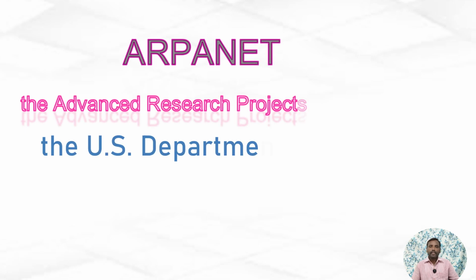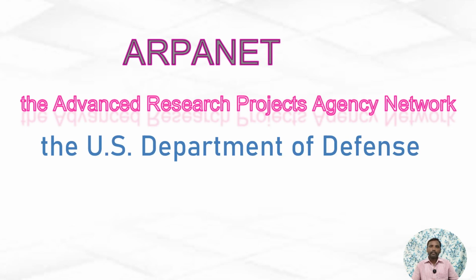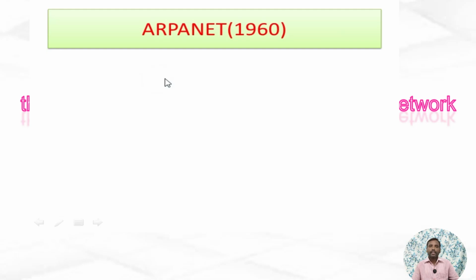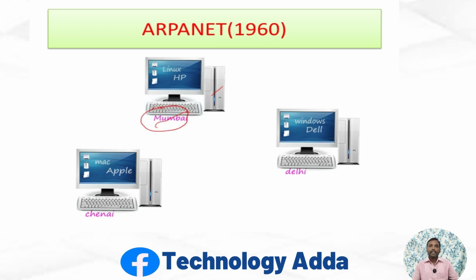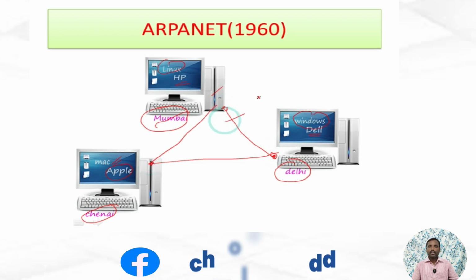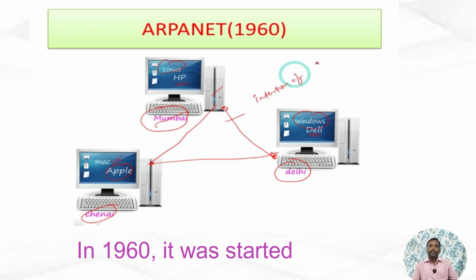Here, ARPANET is a project. Now we have to see about ARPANET. It was started by the US Department of Defense. Why was ARPANET started? The main intention of this project was to connect different systems located in different areas. Here, different systems means systems manufactured by different companies, run by different operating systems, and located in different areas. That project name is ARPANET, which started in the year 1960.